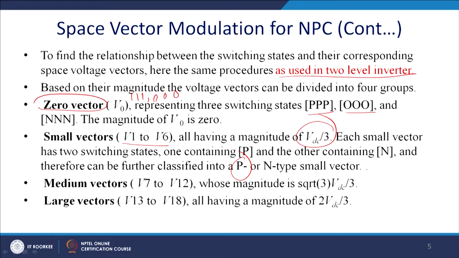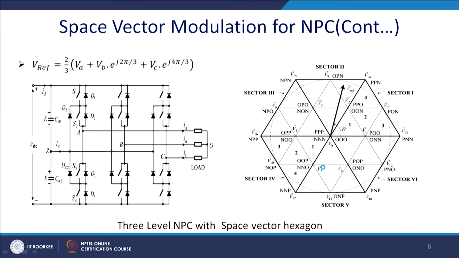And the medium vectors, we will name them 7 to 12, have a magnitude of VDC by 3, and the large vectors will have a magnitude of 2 VDC by 3. So, this is the 3 level diode-clamped inverter, and these are the different vectors.